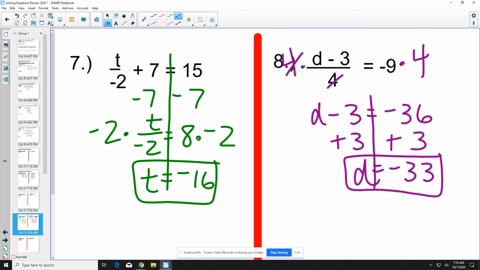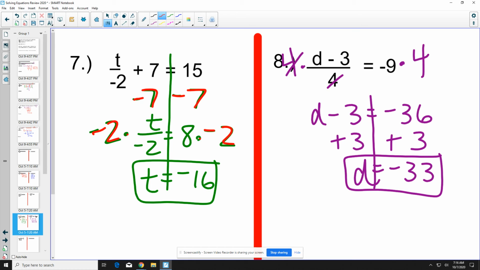Okay, now that you're done, let's check number 7. So did you do the opposite of +7 and subtract 7 first? So your first step was -7 minus 7. Then did you multiply both sides by -2? And then 8 times -2 will give you a -16.